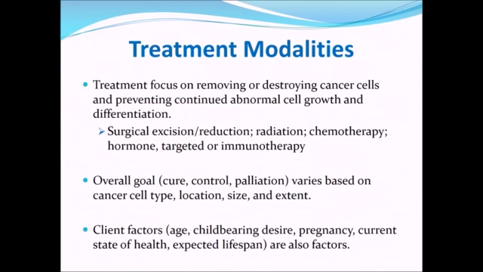Obviously, patient age. If somebody's in their late 80s, early 90s, we may not be as aggressive with treatment. Childbearing desire for our younger patients that are diagnosed with cancer, that's something to keep in mind, because the treatments that we give to kill these cancer cells are going to affect healthy cells as well, including reproduction. Their current state of health, their expected lifespan, those things are all factors that are going to go into what specific treatment an individual client is going to have.